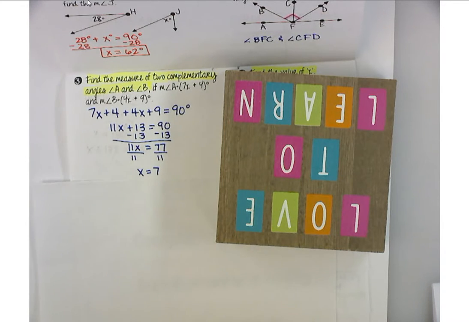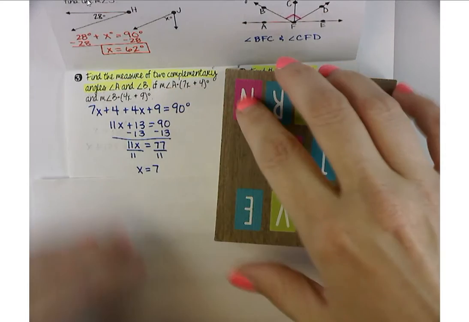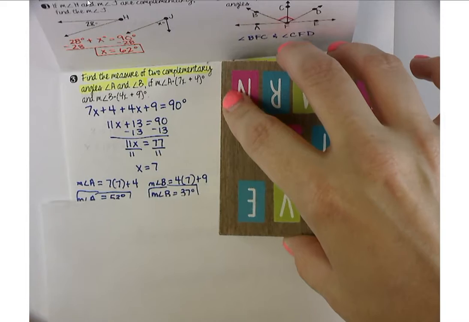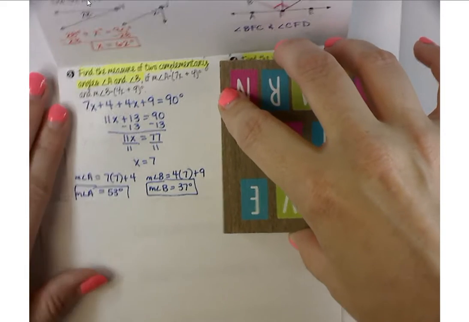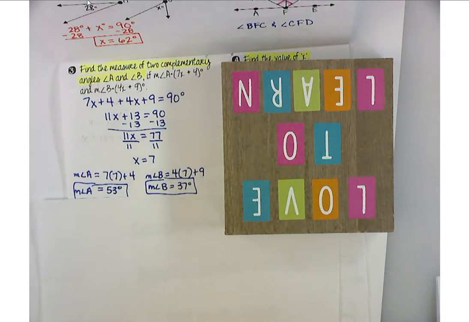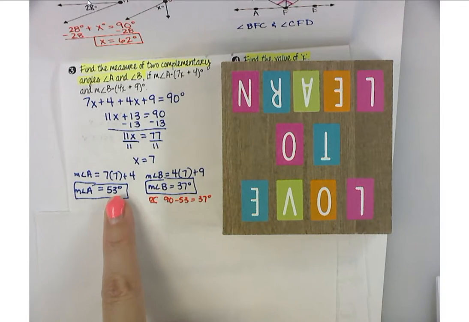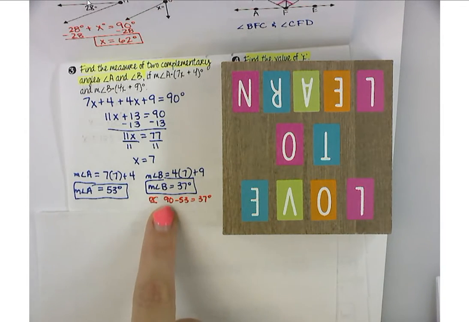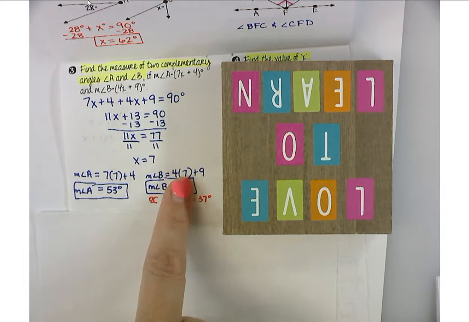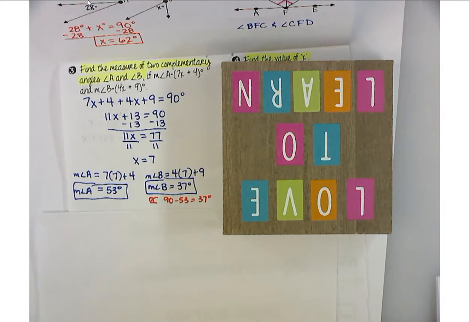Now make sure that you know what they're asking. So they're asking you to find the angle measures. So we can't just stop once we find x. We are going to plug those back in. And then just like we did on the other one, whichever one you find first, the second one you're going to have the choice of doing another substitution, or you could just subtract from 90.